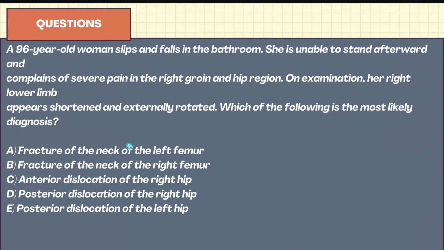Last question. A 96-year-old woman slips and falls in the bathroom. She is unable to stand afterward and complains of severe pain in the right groin and hip region. On examination, her right lower limb appears shortened and externally rotated. Which of the following is most likely diagnosed? This is a question that we've basically repeated in one of the previous questions. It's just this time the question was reversed.